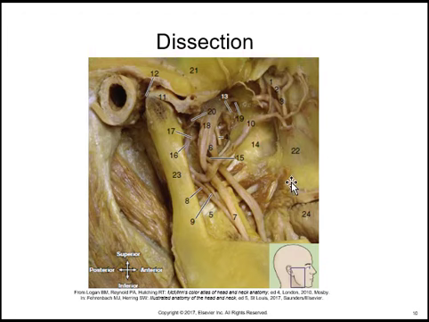Then we go into, let me see, 4 right here. 4 is going to be the long buccal nerve, okay. 5 right here, that's going to be the medial pterygoid muscle. 6 right here, that's going to be the lingual nerve. 7, this is an important one right here, this is the inferior alveolar nerve.